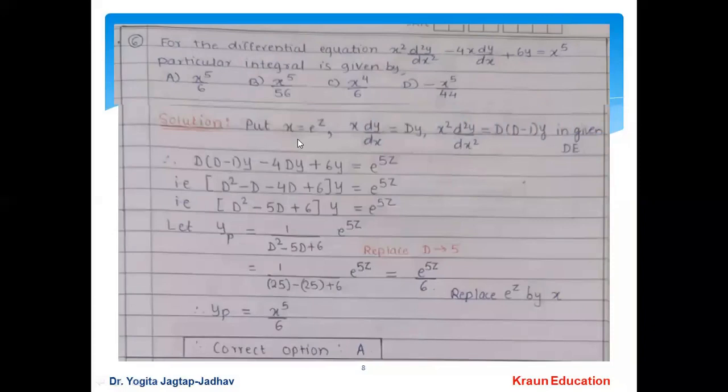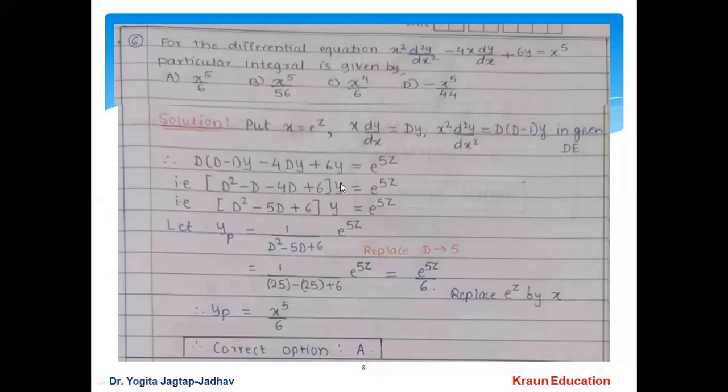Here again, we have to put x equal to e raised to z, x dy by dx equal to Dy, and x square d square y by dx square becomes D into D minus 1 operating on y. Using this into the given Cauchy's or Euler's homogeneous differential equation, we have D into D minus 1 operating on y. The second term becomes minus 4 kept as it is, x into dy by dx becomes Dy, plus 6y equal to, on the right side, x raised to 5. But we know x equal to e raised to z. Raising the power by 5, we have x raised to 5 equal to e raised to 5z. Therefore, on the right side, we have e raised to 5z.